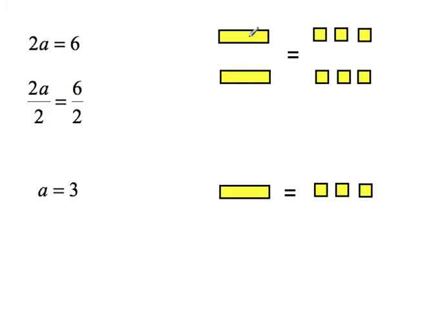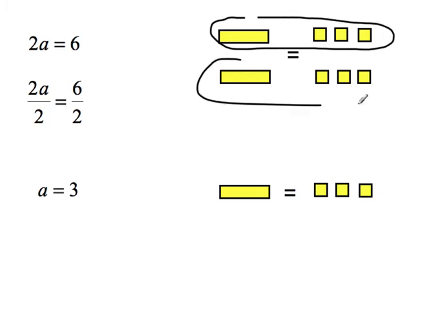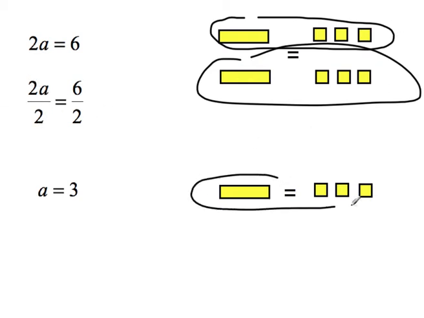So again, if we know that 2 variable tiles are equal to 6, we want to find out what 1 is, and so we group them into 2 groups. So if 2 is equal to 6, we divide by 2. One of our variable tiles will equal 3. So our solution is a is equal to 3.